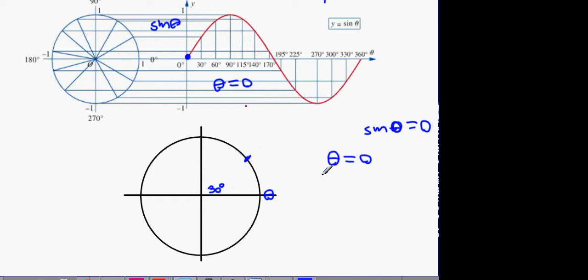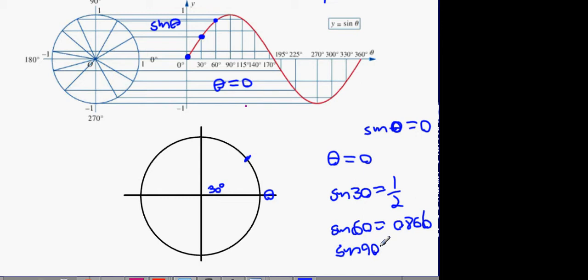What's sine 30 degrees, lads? The value for sine 30? Sine 30 is a half. That's this point here. Sine 60 is 0.866. That is up here. Finally, sine 90 is equal to 1. You've now reached your maximum value.